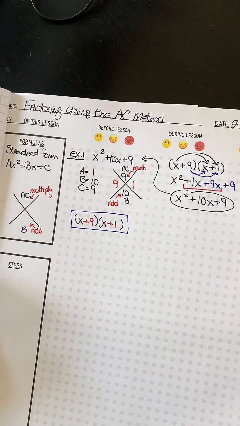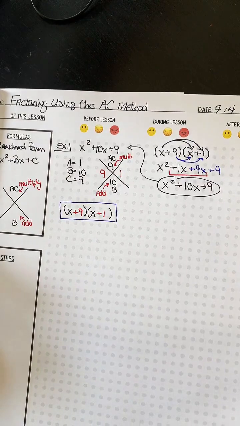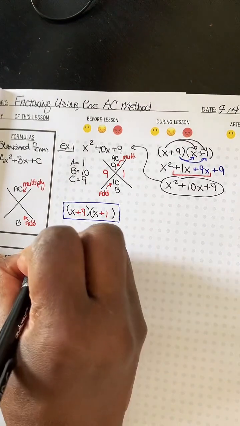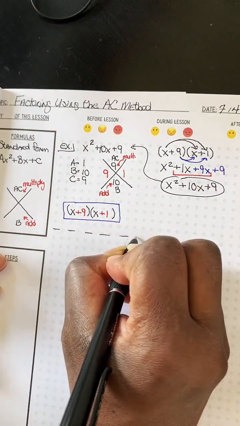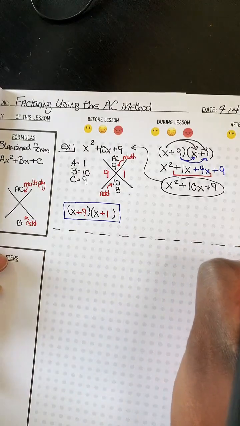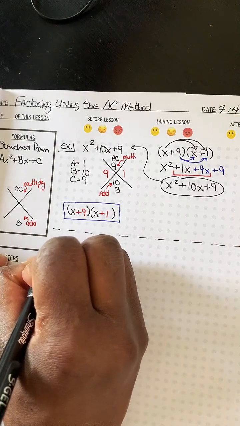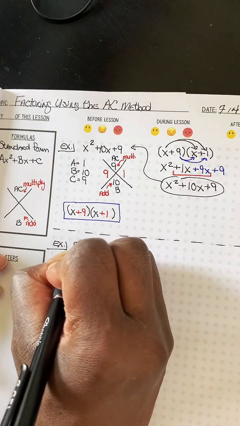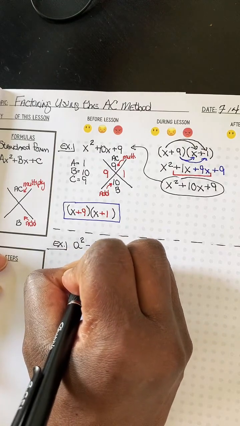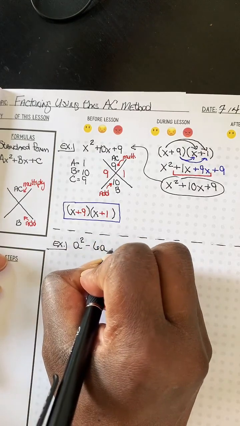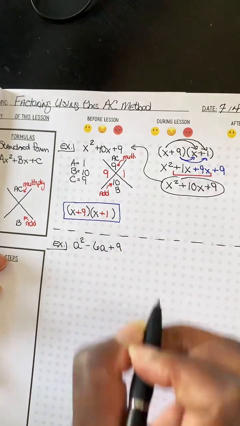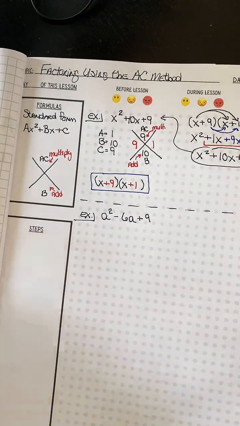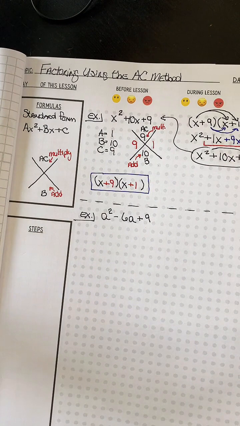So, let's get with the next one. It doesn't really matter. I'm just going to separate it to help with the visual. Okay, so we have, let's say, a squared minus 6a. Right now, I'm going to show you the AC method. The AC method you can use when your leading coefficient is 1 and when it's not 1. But I just want us to get used to when it's not 1 for right now.